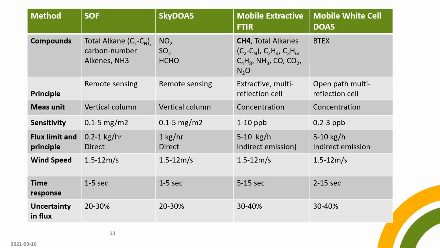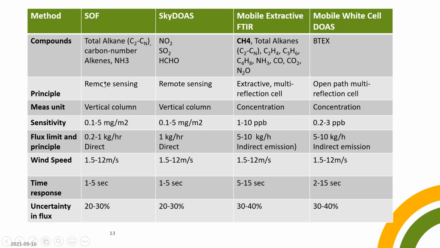Okay, so the techniques that we are using, 4 techniques. 2 of them are column measuring. So it's the solar occultation flux method and the SkyDOAS technique, both remote sensing techniques. They measure the vertical column or the path integrated concentration. And then 2 of the other techniques, they are extractive, and they measure some additional species, and they are used for indirect emission measurements. So for instance, in the UV, we measure the BTEX species, we measure the concentration of BTEX, while in the infrared, we measure additional concentration of, for instance, methane and a few other species here, as you can read here.